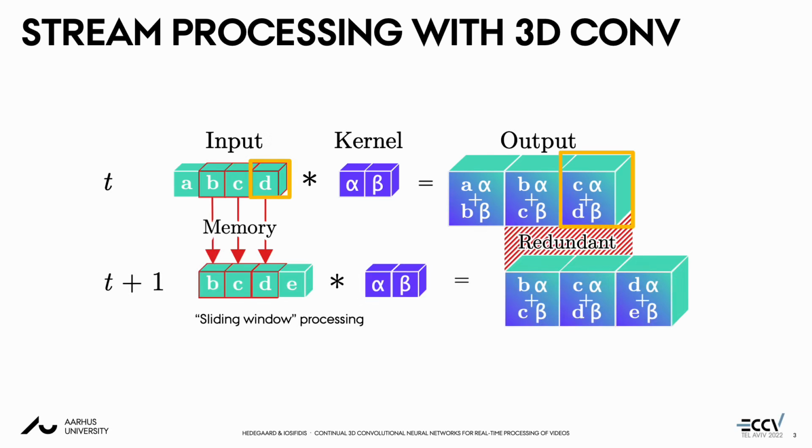We can use sliding window processing of the input by discarding the oldest frame a and appending a new frame e while caching the other frames. Then the 3D convolutional kernel can be applied as usual. But the only new information we have computed came from the frame e. The remaining outputs provided redundant information. Let's restructure the convolution to handle per frame spatio-temporal 3D convolutions efficiently.